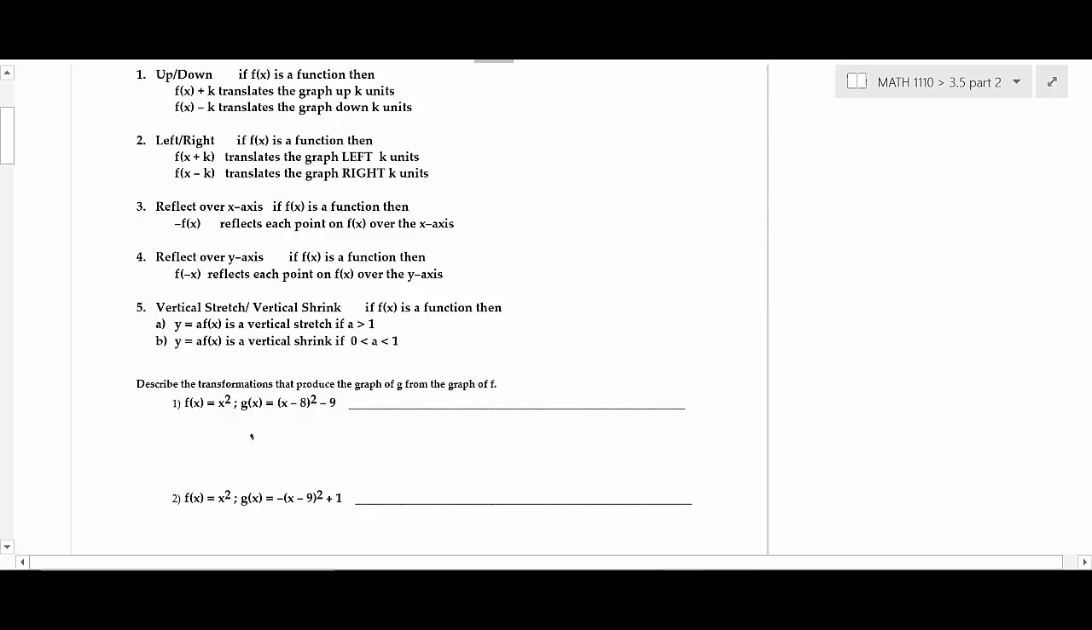So what I want to look at on these problems is just seeing if you can identify what the transformations are. So on number 1, how many transformations are there? There are 2. What are they? Right 8, down 9. In that order too. Let's put them in the right order while we're at it. So it would just be right 8. And then the second one would be down 9 like that.